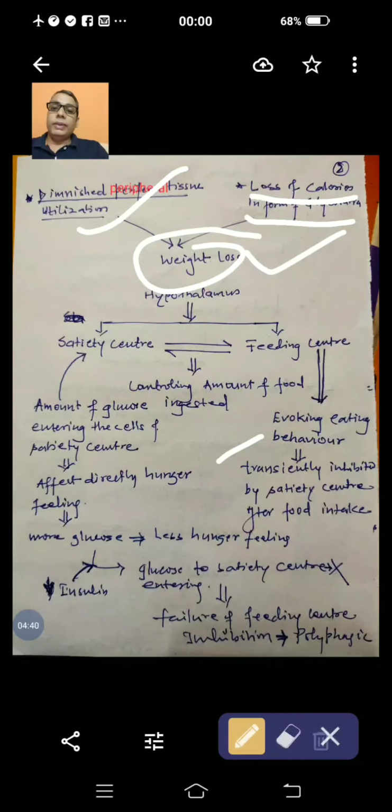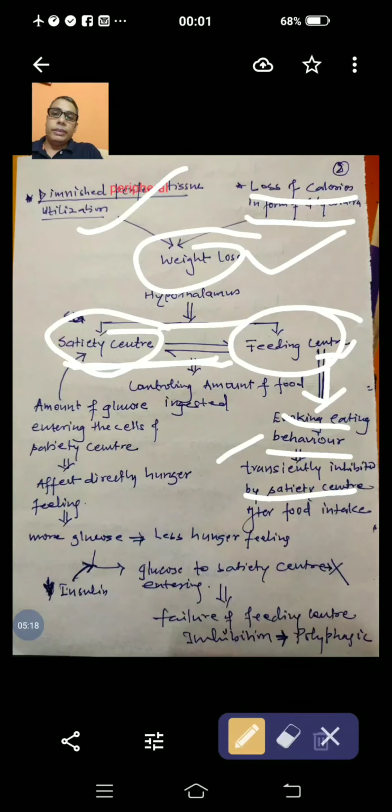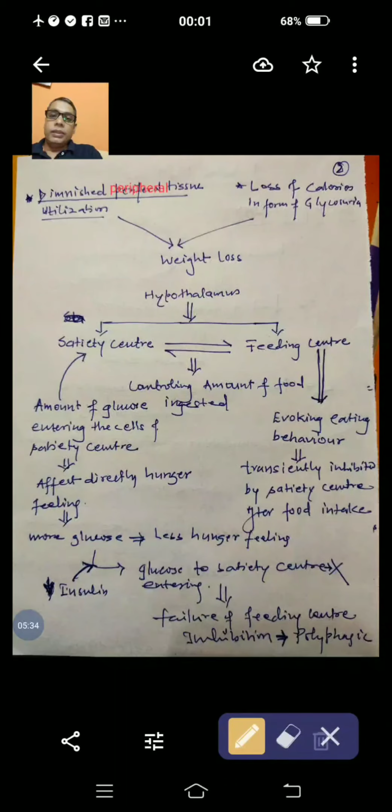If we talk about polyphagia, it is regulated by the hypothalamus. There are two centers, one is the satiety center, another is the feeding center, and the feeding center remains continuously activated, but it can be inhibited transiently. This feeding center is associated with evoking the eating behavior of the animal, and its transient inhibition is by the satiety center. That is, the regulation of the feeding center is mediated through this satiety center. So once food intake is there, the satiety center transiently inhibits the feeding center.